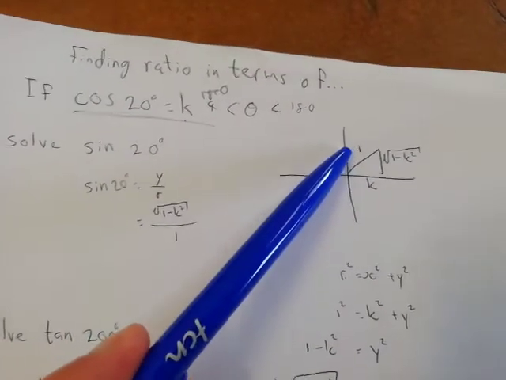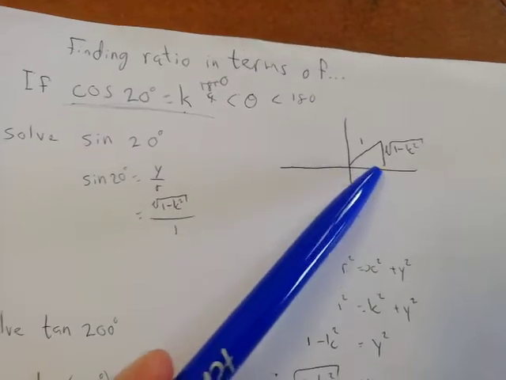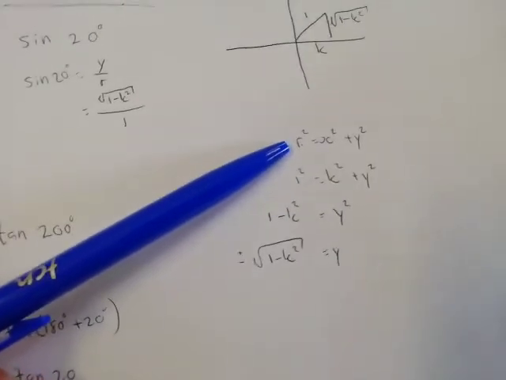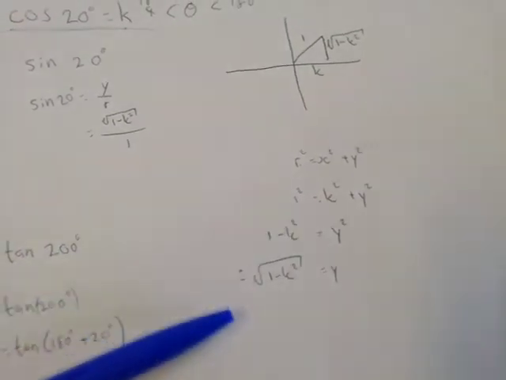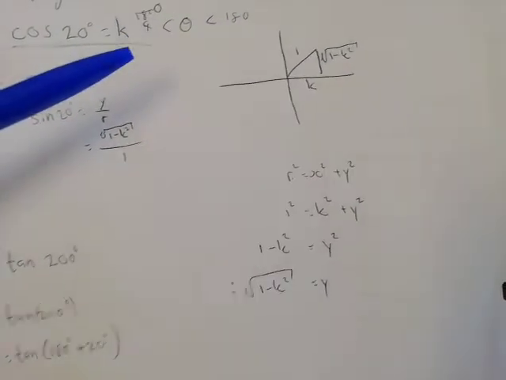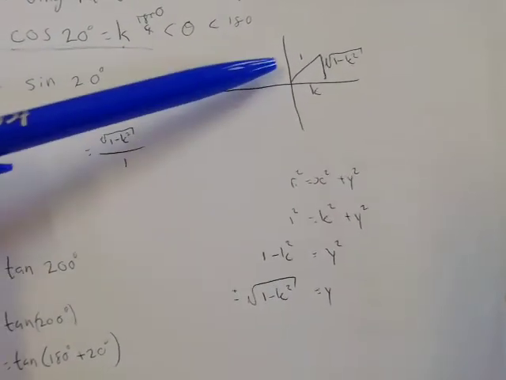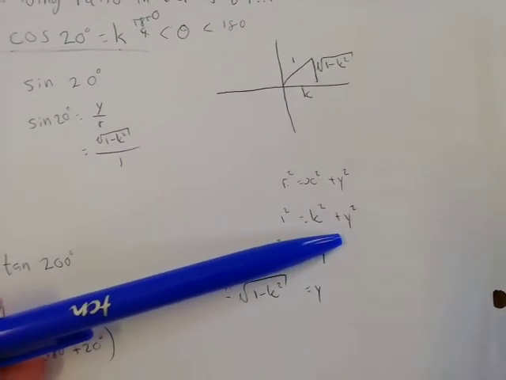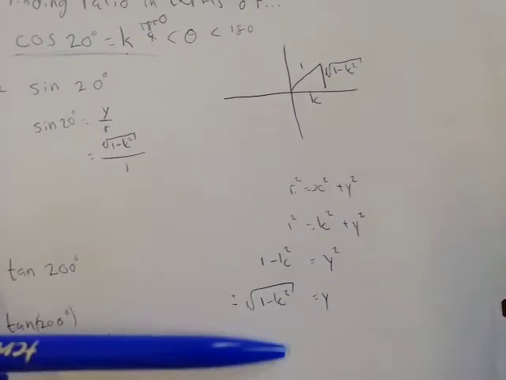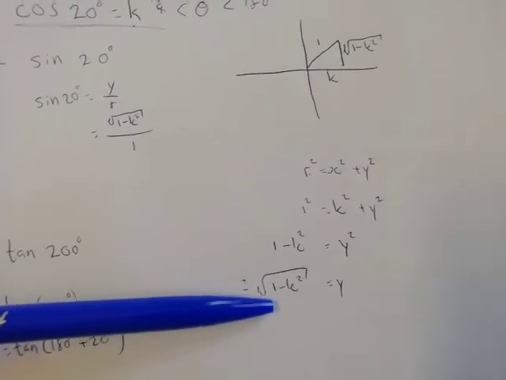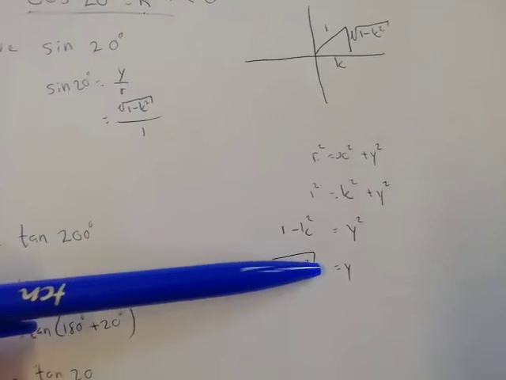When you have 1 and k, to find your opposite side, you use the theorem of Pythagoras to solve your y. Because you have your r value and your x value, the only unknown you have is y. So you solve y and you get it as positive or negative square root of 1 minus k squared.